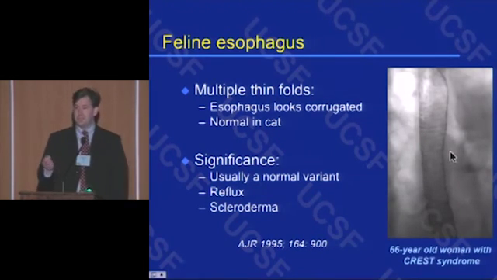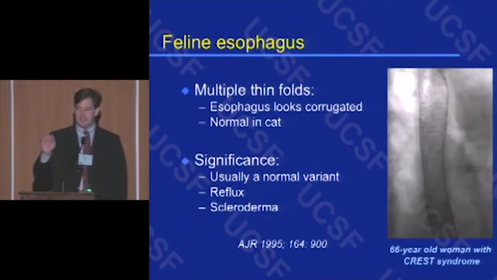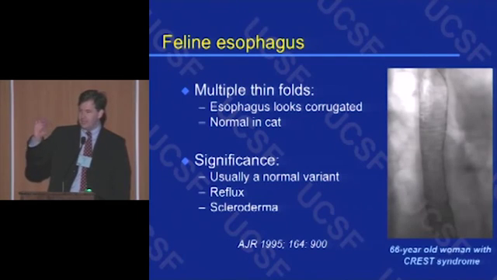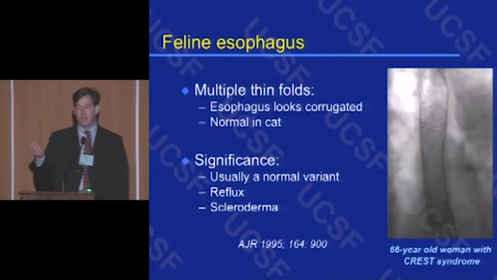What other things do you consider when you see this? Scarring from chronic reflux or esophageal spasm. The way to differentiate the two of them is really the thinness of the folds. The feline esophagus has very tiny, thin, fine folds. When you see scarring from chronic esophagitis or reflux or esophageal spasm, it's usually thick, irregular folds.